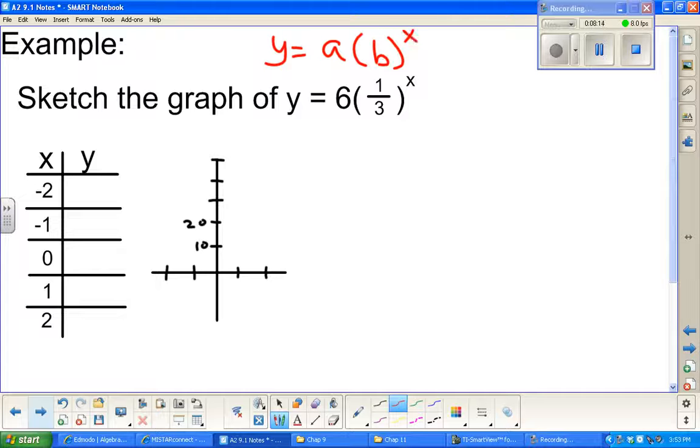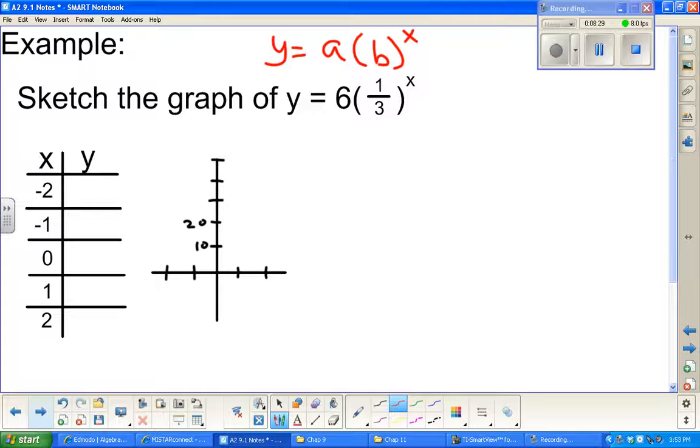Okay, and we've got to remember a couple things with order of operations. We have to do the exponent first. I need to do 1/3 to the power before I multiply by 6. I cannot multiply the 6 times 1/3 first. It just doesn't follow the order of operations.